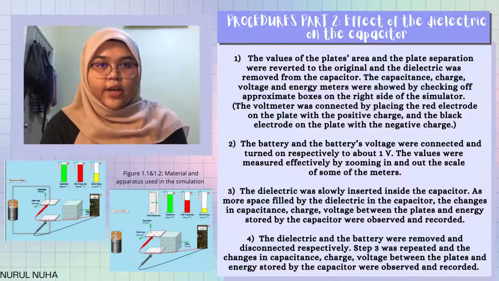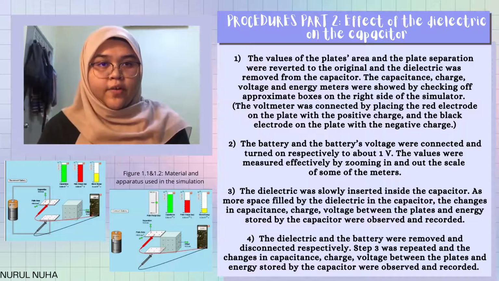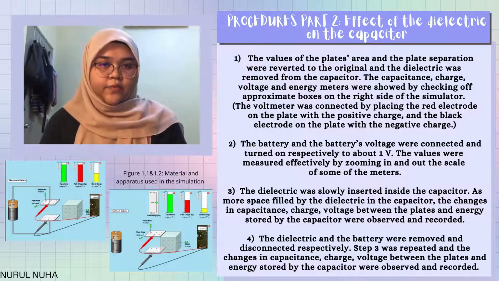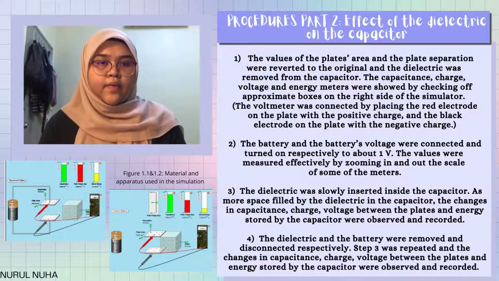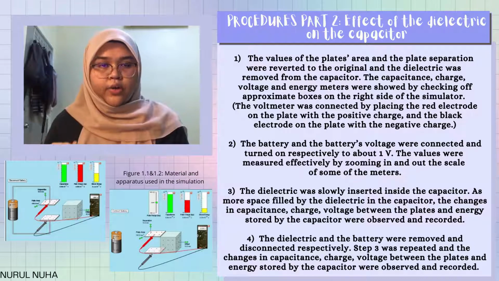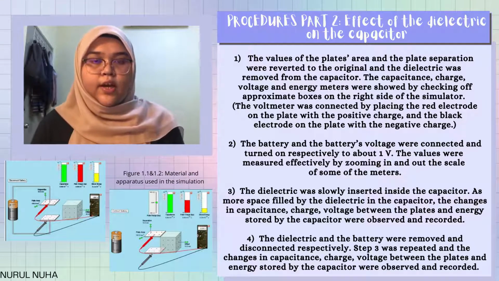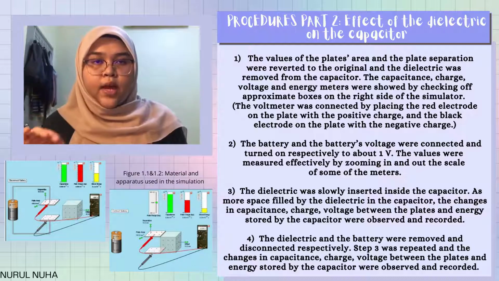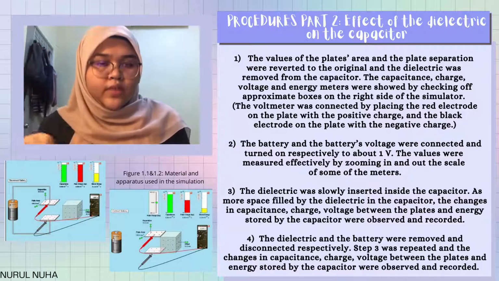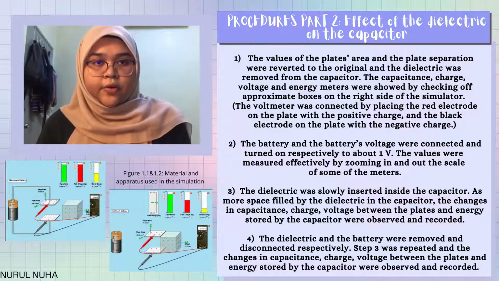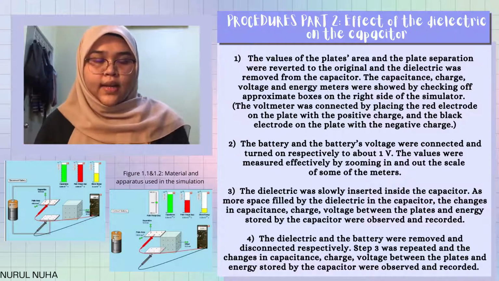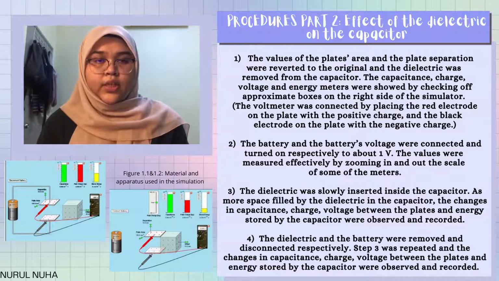Next, let's take a look at the procedure of part 2, which is the effect of the dielectric on the capacitor. Different from part 1, where we had to observe and the values were recorded, in part 2 only observations were recorded. Firstly, the values of the plate that were originally in part 1 were reverted and the dielectric was removed from the capacitor. For a better understanding, let's take a look at the materials and apparatus on how it was set up on the simulation below.